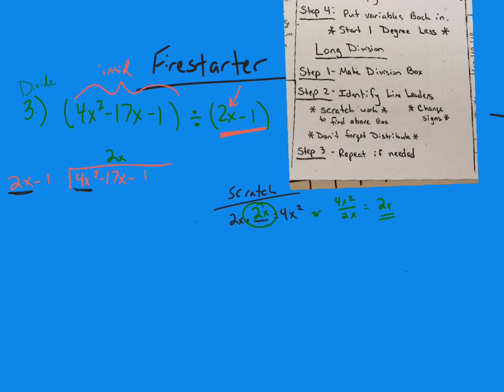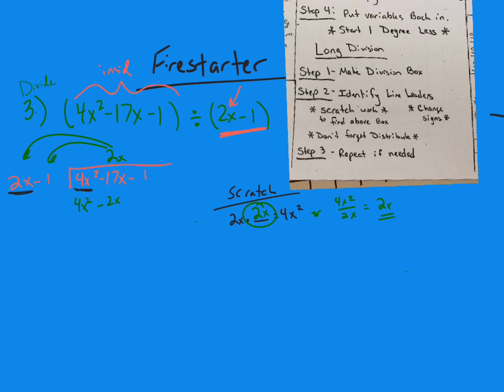Now you have to distribute. So I'm going to take this 2x and multiply it by both things up front. So 2x times 2x is 4x squared. Remember, on long division, that should be the same. 2x times minus 1 is minus 2x. All right.